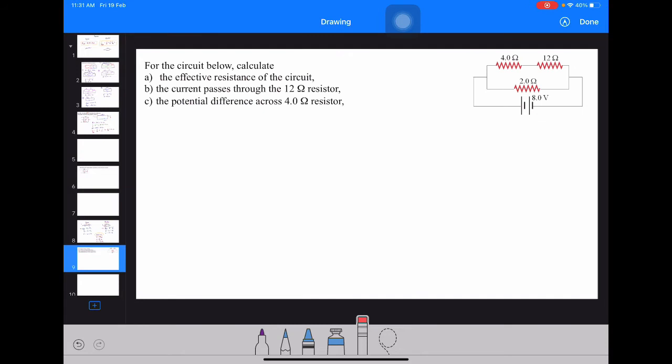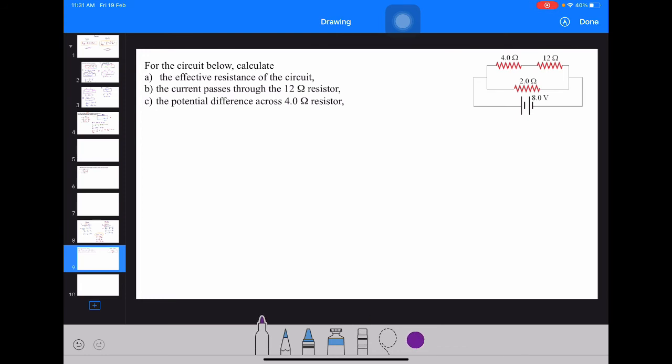Okay, let's look at one simple example here. For the circuit below, calculate the effective resistance of the circuit. So they want you to calculate the R effective first, and then they ask you to find the current passing through the 12 ohm resistor here, and then the potential difference across the 4 ohm resistor. Actually, once you calculate the effective resistance, you can skip a few steps and straight away calculate the current across it. But I want to show you a proper step by step, so that you can apply it not only in this question but also across any other question in this chapter.